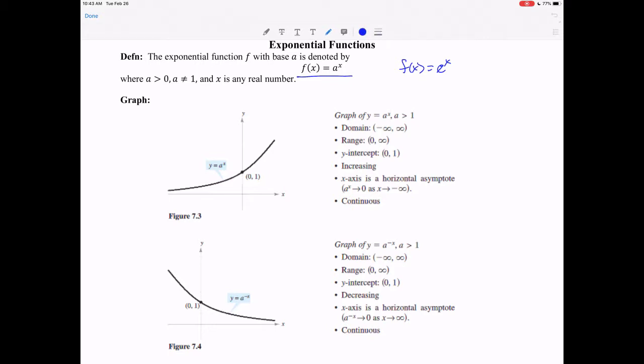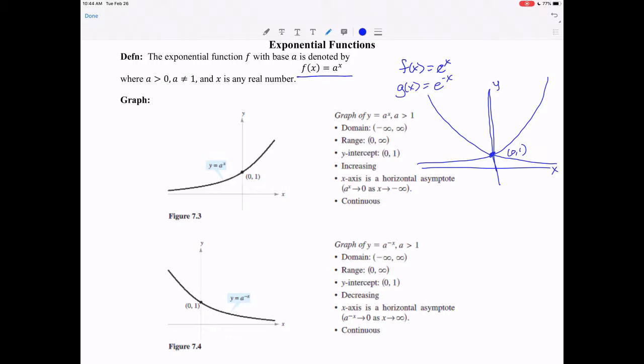What I'm going to expect you to know is the graph of f of x equals e to the x, and the graph of g of x equals e to the negative x. Here's x, here's y, and here's one of them. Here's the other. And this point right here on the y-axis is the point (0, 1). And why is it (0, 1)? Anything to the 0 power is 1.